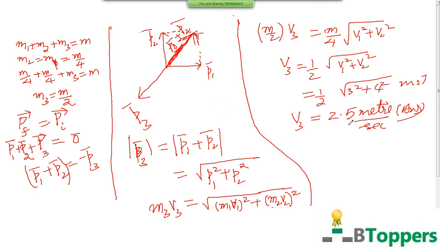So the problem is completed. But sometimes you may be asked what angle the direction of the velocity of the third part makes with the direction of the velocity of one of the parts. Let alpha denote the angle made by the resultant of P1 bar and P2 bar with the momentum vector P1 bar of the first piece.